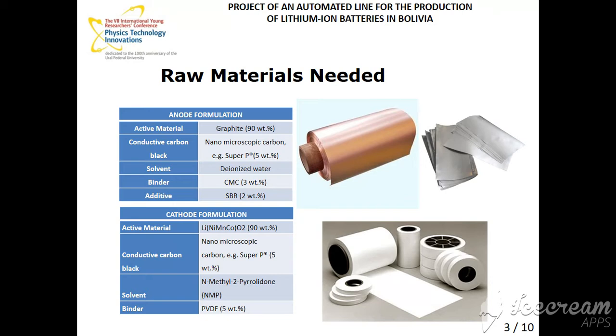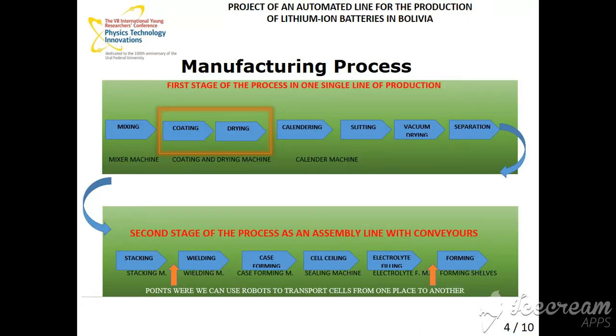The materials needed to create the battery are anodes made out of graphite and cathodes made out of lithium carbonate. These are dissolved with chemicals and then put into copper rolls. These rolls are cut into small sheets, and these sheets are stuck together with the separator, then sealed within aluminum cases. The manufacturing process for these batteries is divided in two stages. The first stage is one single line of production, and the second stage is an assembly line with conveyors. We will focus our simulation on the second stage, since it's where we can have more changes.